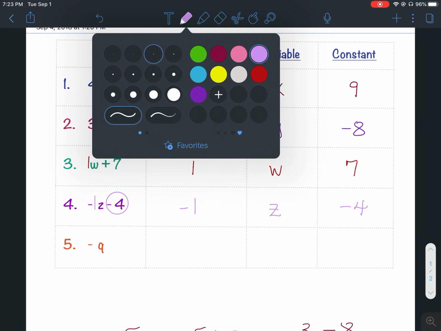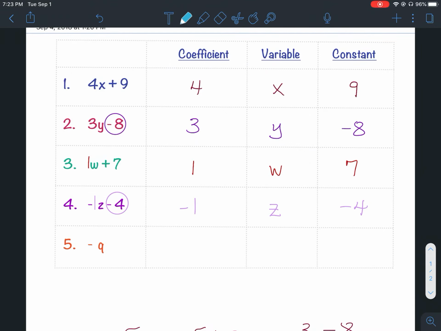Last one. Again, there's no number in front of the variable, so I'm going to put a 1. So my coefficient is -1. The variable is q. And in this case, there is no constant, or you could say that the constant is 0. So you will be getting a bell work, which should be fairly simple. If you have any trouble, refer to this to know what to do.